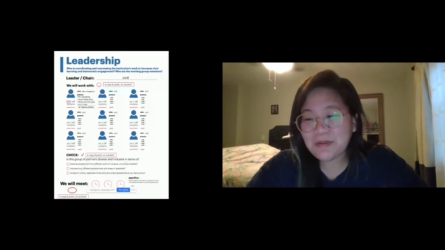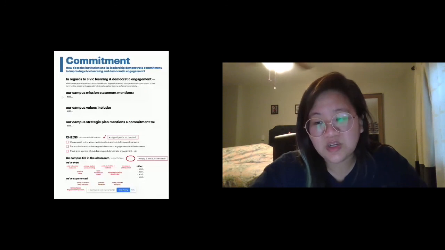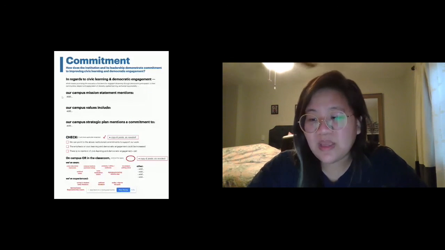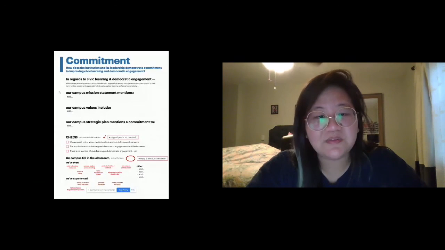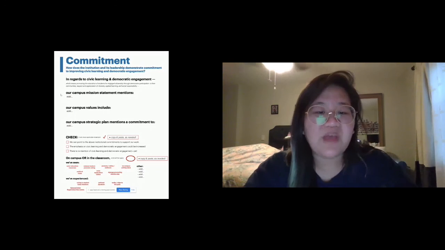The next page is the commitment page. In this section, teams will be thinking about ways that democratic engagement and civic learning is or is not part of campus life already. Through written statements that you've seen or experienced, at this point, you would be looking up your campus mission statement, your values, your strategic plan.